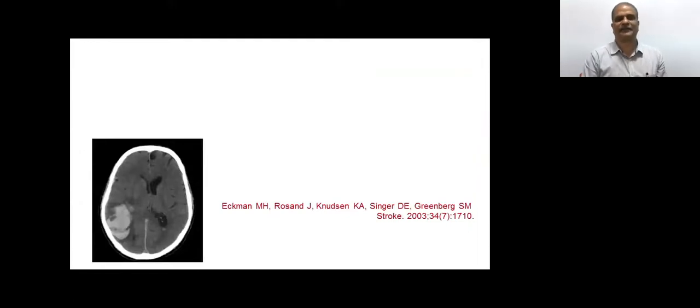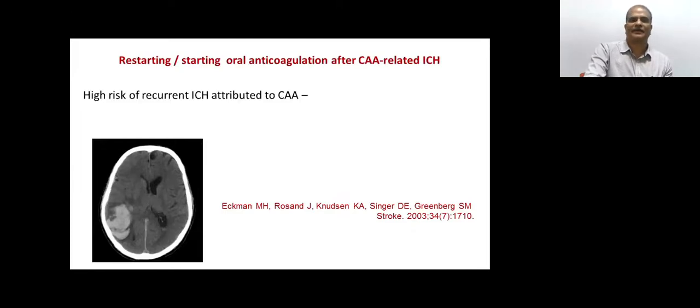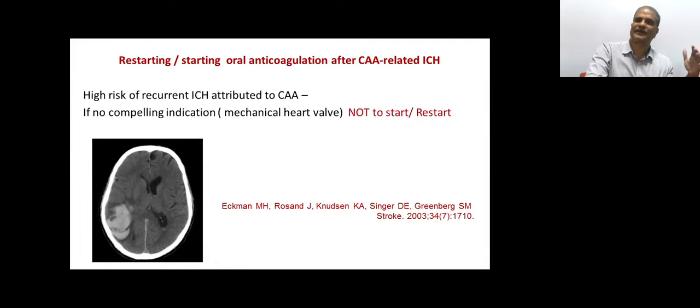What about this patient? Patient has come to casualty. Similar patient with all the other risk factors. AF. So this is a patient, most probably he has amyloid angiopathy. Okay, lobar hemorrhage. So this is a patient where we should not start, because he already has an amyloid angiopathy, which will make him bleed again. With or without anticoagulation, he is going to bleed. If you give anticoagulation, he is going to bleed more.